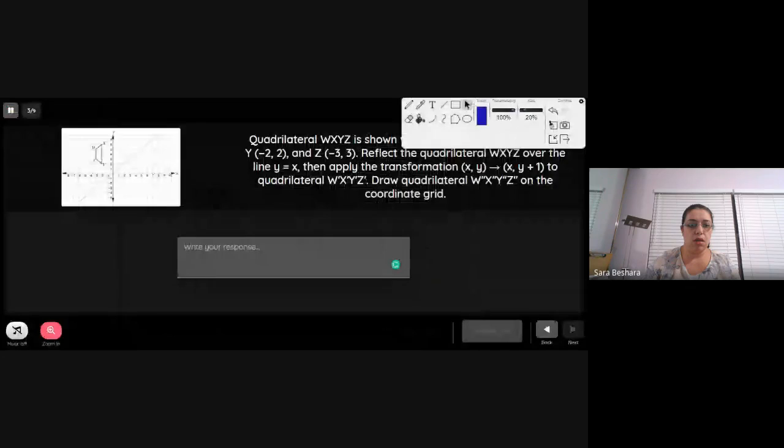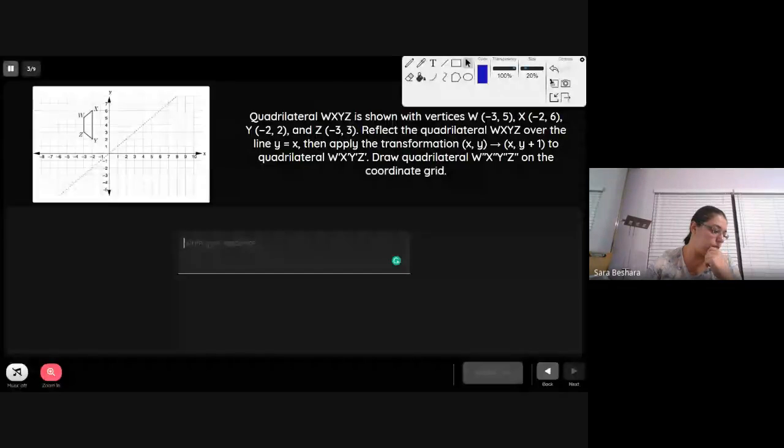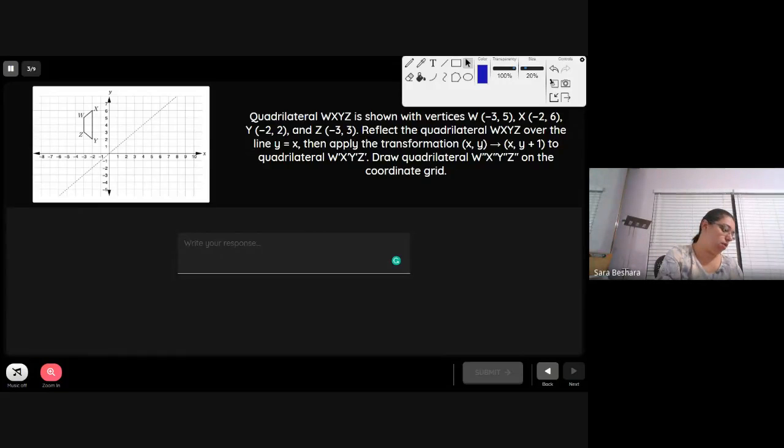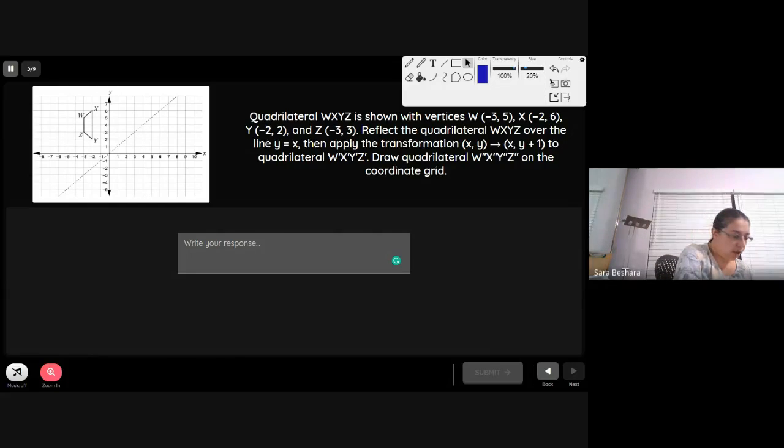And share here, and let's type the answer here. I think I wrote them somewhere. I didn't write them down, but I already showed them to you. So W double prime would be 5, -3, and then 5, -2. Then I have 6, -1, 2, -1, and 3, -2. These are the final answer double prime.